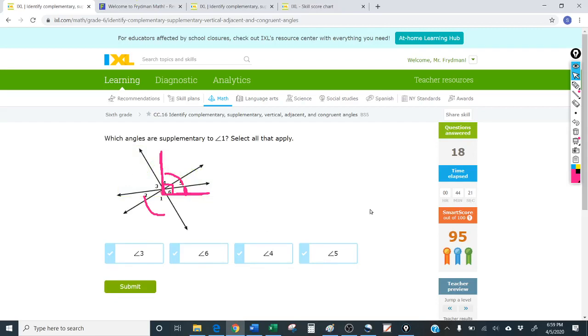All right, which angles are... I think this is the last one. I was thinking that maybe there might be some questions which are different, but these are pretty much the same. All right, so I think this is the last one that I'm going to do. Which angles are supplementary to angle 1? Here's angle 1.